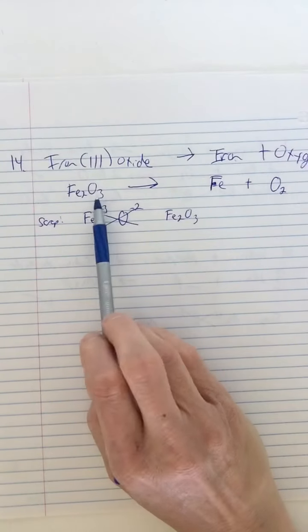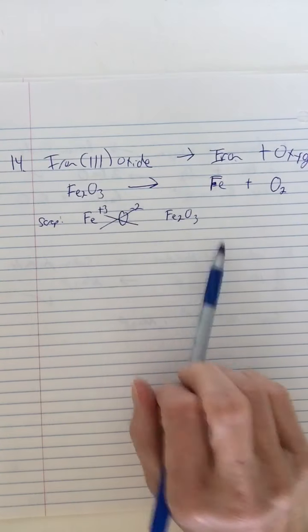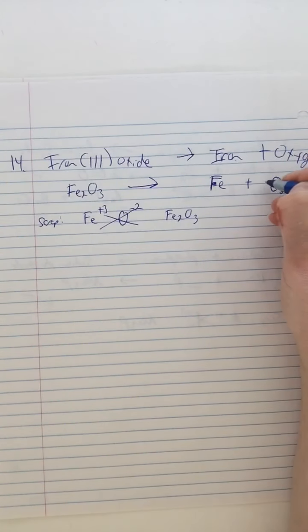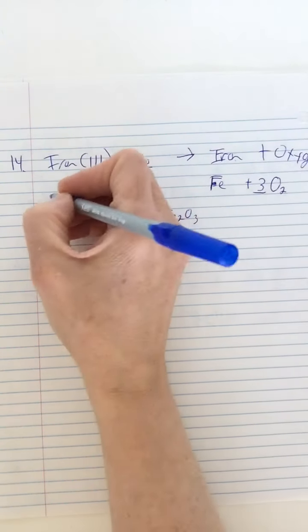Now I got to balance it. I got 2 oxygen on this side. I got 3 on this side. The common number between 2 and 3 is 6. So let's make this side 6. So I put a 3 out front here. So now I've got 6 oxygen.